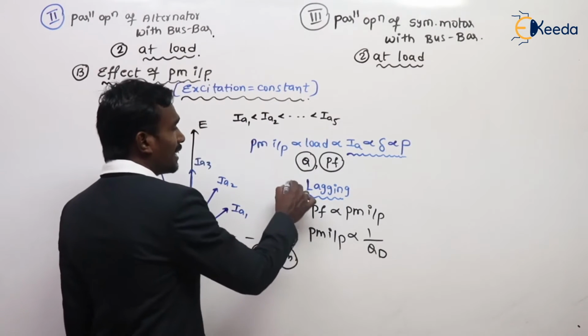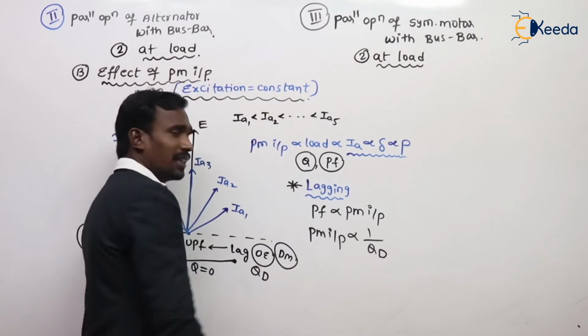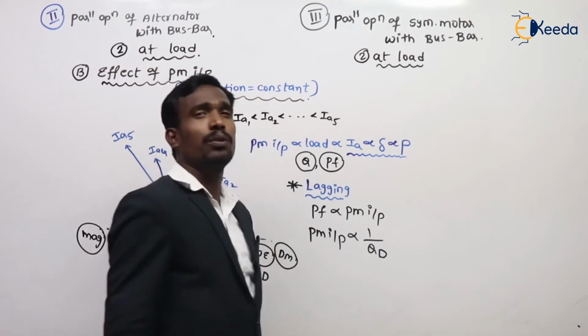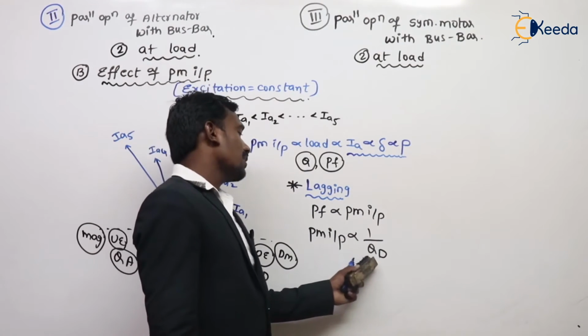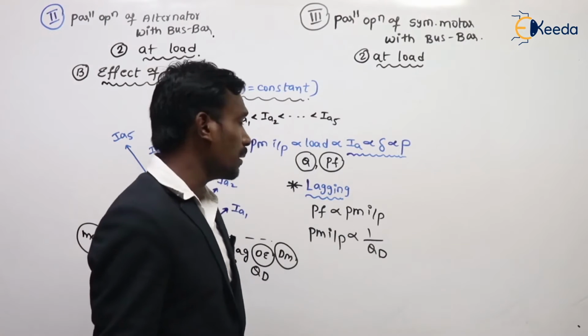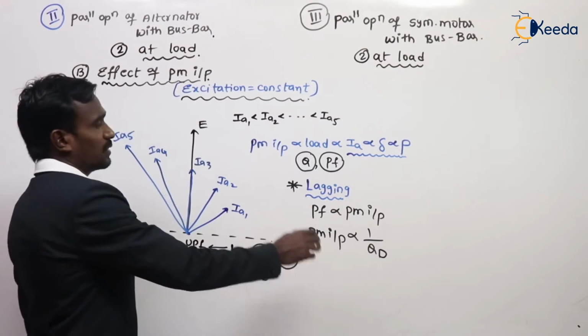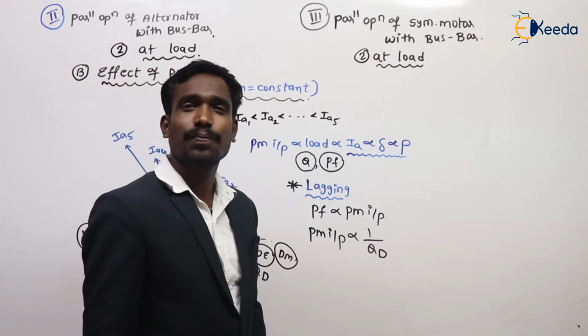So in lagging load of alternator, the power factor is directly proportional to prime mover input, but the reactive power is inversely proportional to prime mover input. This is a very important concept here in lagging.